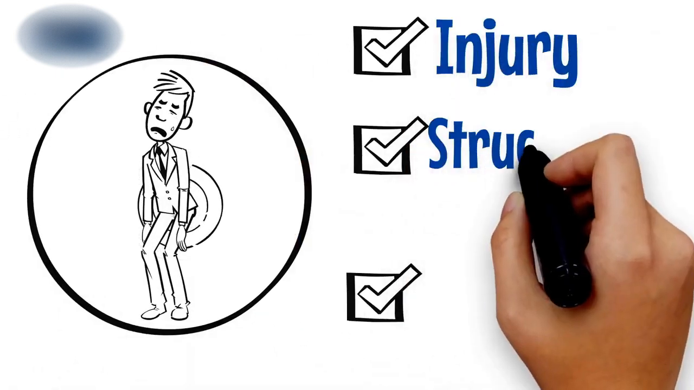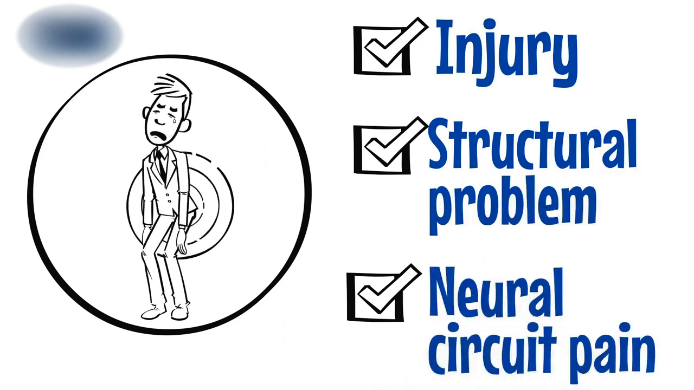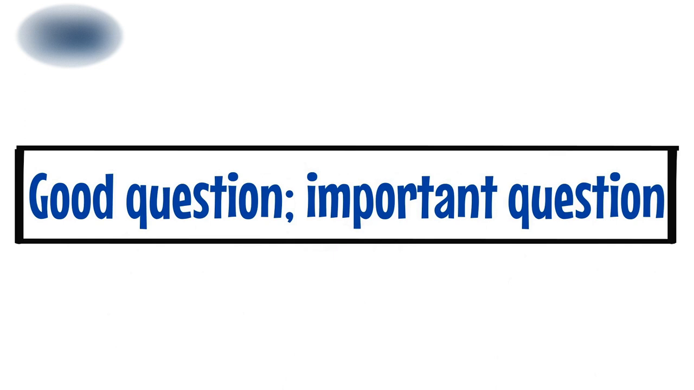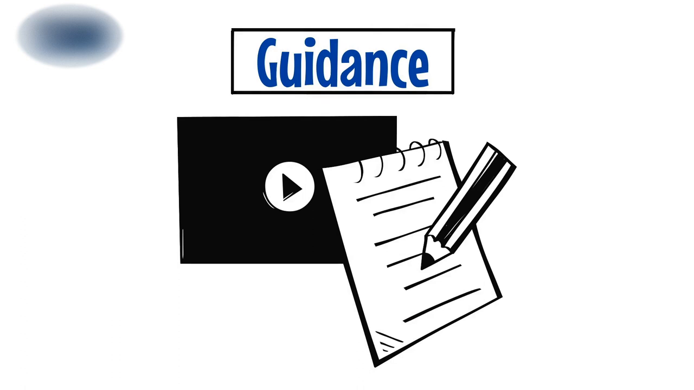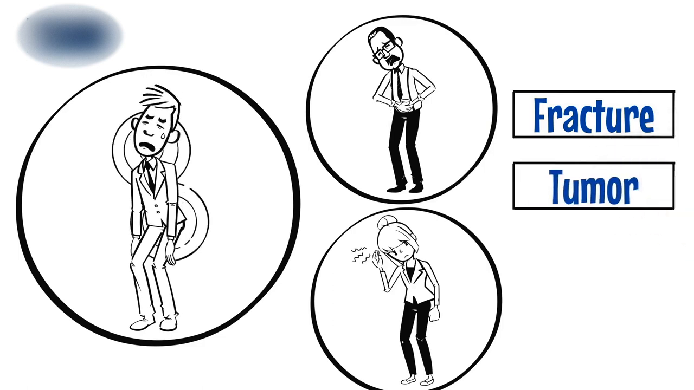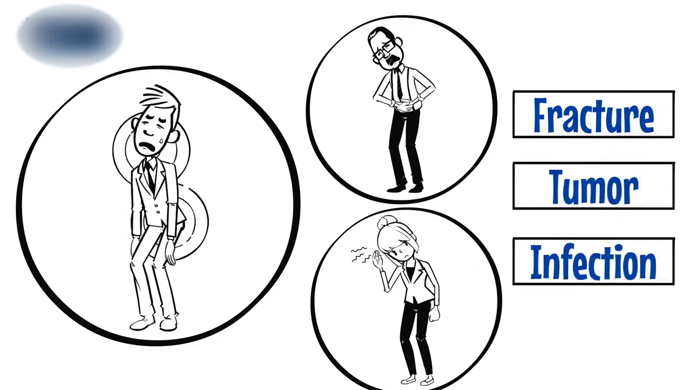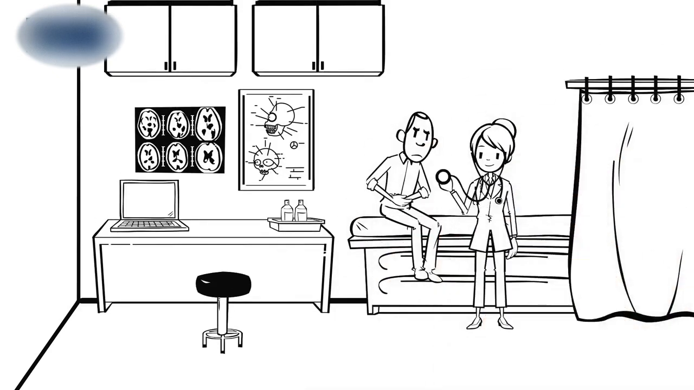These ideas are very different from what most people think about pain, and even what most doctors think about pain. So how can you tell if your pain is due to an injury or a structural problem in the body, or if you are in fact suffering from neural circuit pain? Good question. Important question. Here is some guidance on how to figure this out. If you have a pain, like a back or neck ache, or a stomach ache or headache, you want to make sure that this is not caused by a structural problem, such as a fracture, a tumor, an infection, or some other major disease. So it's always necessary to see your doctor to get checked out.